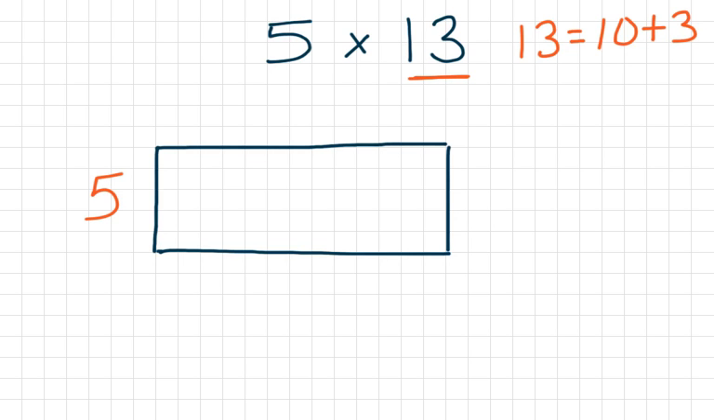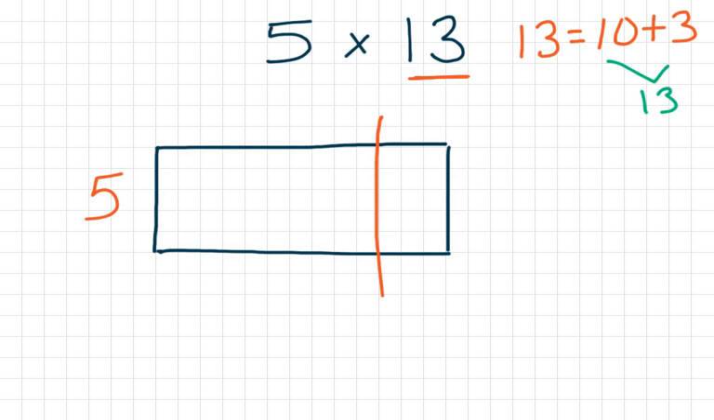Then I'm going to split my larger piece of my rectangle. I'm going to split that into 10 and 3, because that's what I just expanded my number into. My number 13, if I took 10 plus 3, that would give me 13. 10 plus 3 is the expanded form of 13.